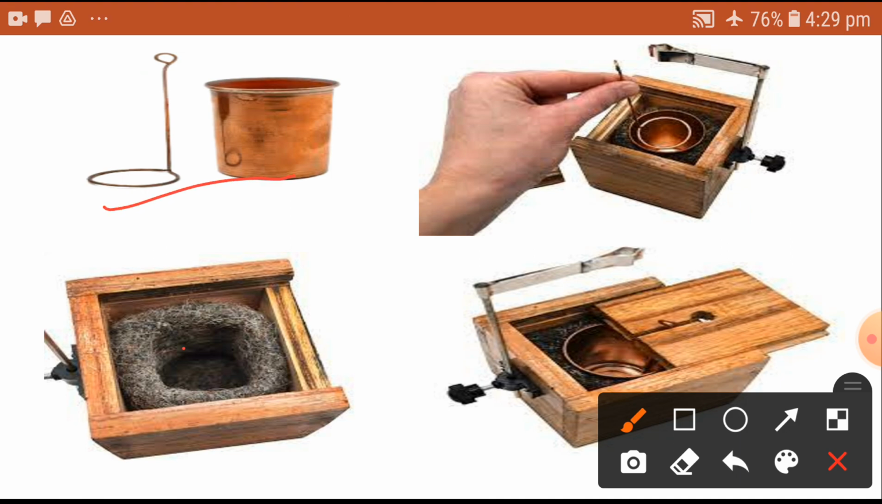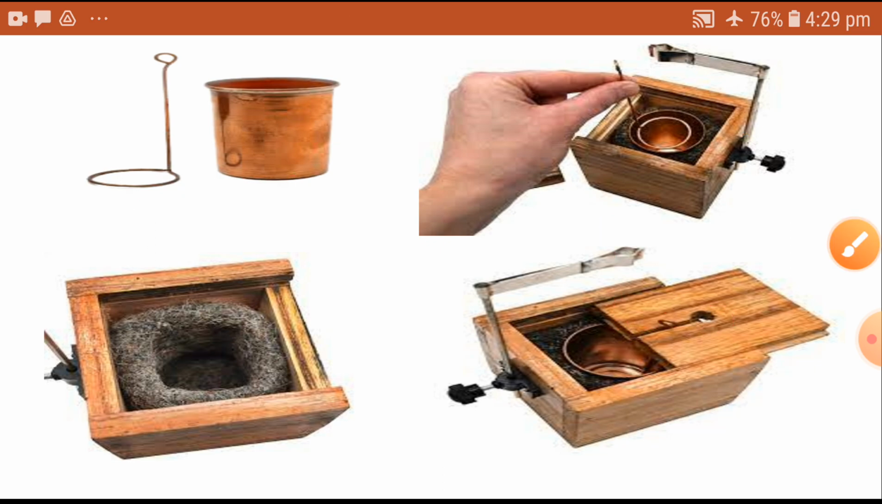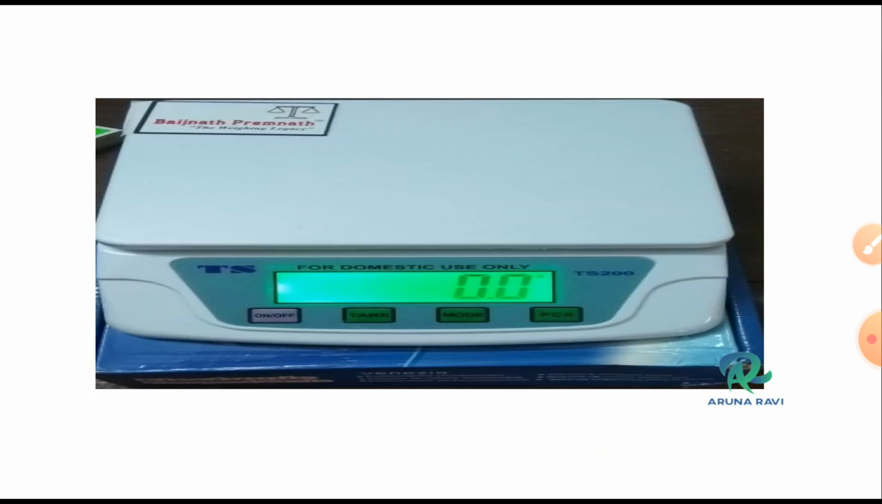Then we have to keep it in this wooden box, and afterwards you have to close the lid. There is a little hole and a groove for the thermometer and the stirrer. This is actually what a calorimeter is. Now we shall proceed to the experiment.